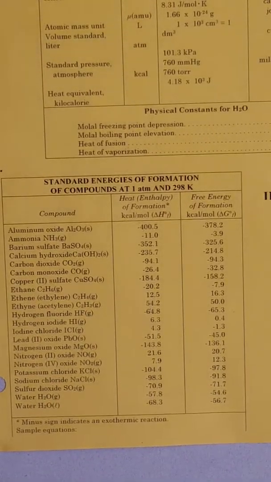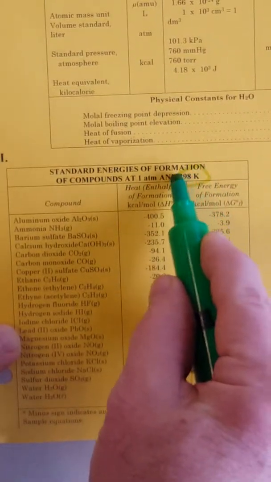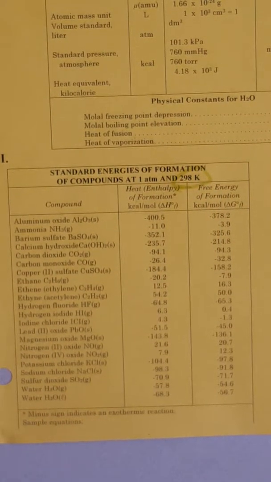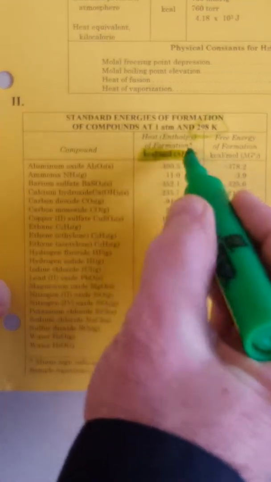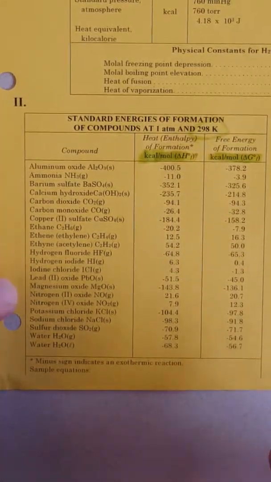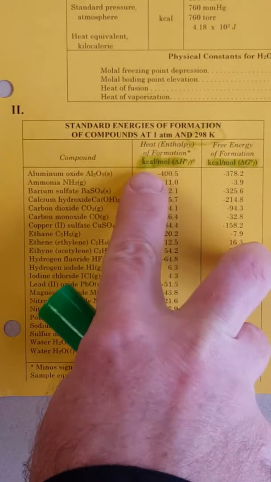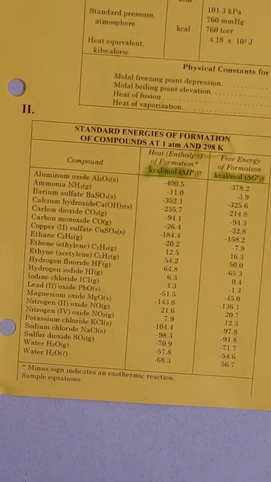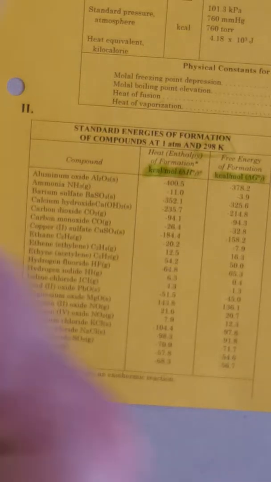A couple of things you want to make note of right off the bat. Your temperature is 298 Kelvin. You're also working in kcals per mole. Notice British units here. Well, that's kind of a dead giveaway when you look at the problems on the worksheet. If your units are given British, you know you're using this table. If your worksheet has units that are metric, SI, you're going to be working in kilojoules.